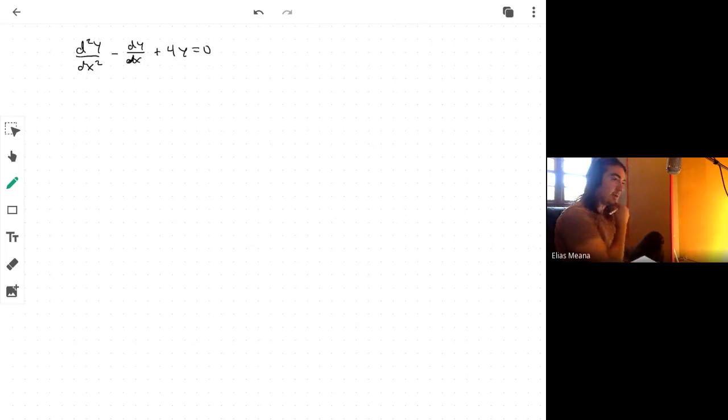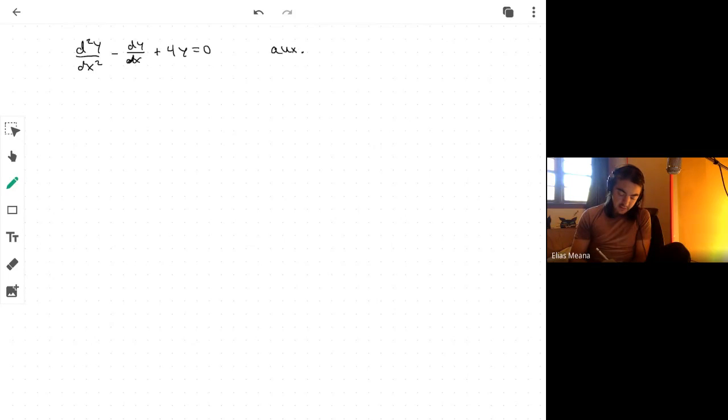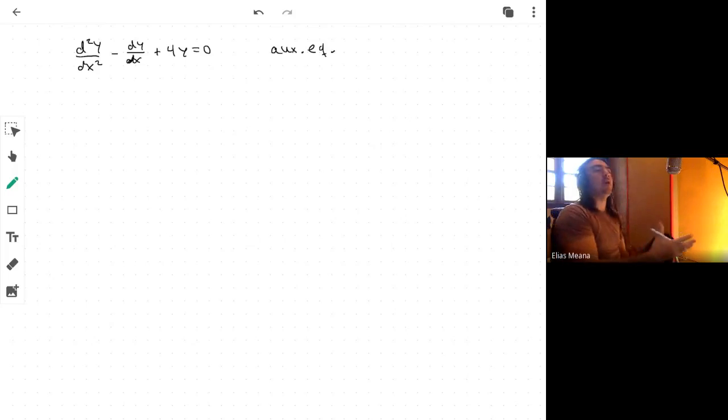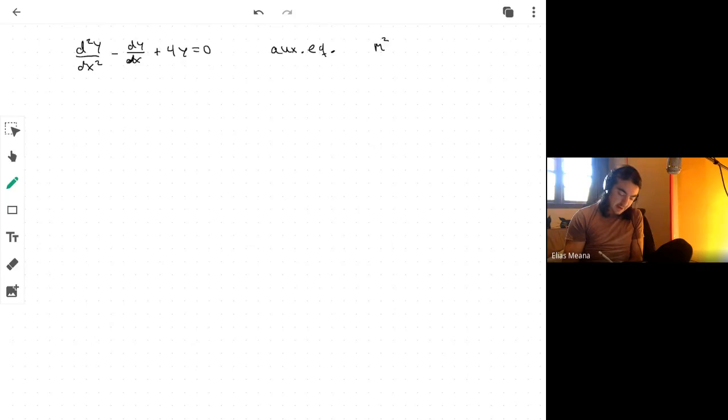Right, this should give us imaginary roots. So we can immediately write down, we don't even have to assume the form anymore. We can immediately find the auxiliary equation, because the auxiliary equation is literally just the exact same equation, but without derivatives, we just put an m, right? So the auxiliary equation is literally just m squared minus m plus 4 equals 0.